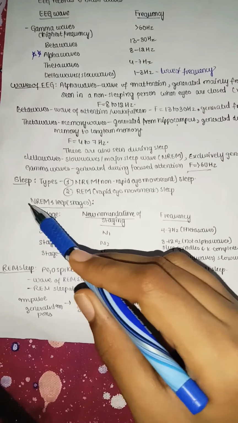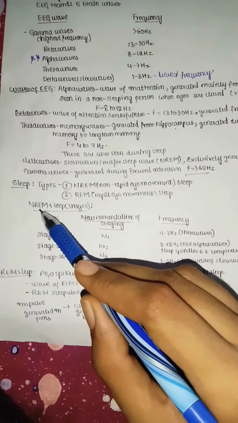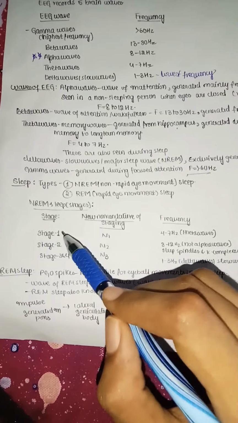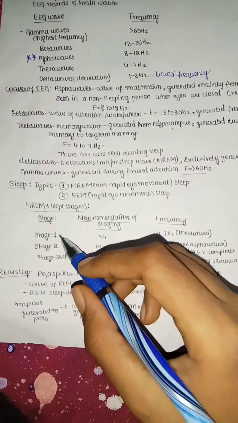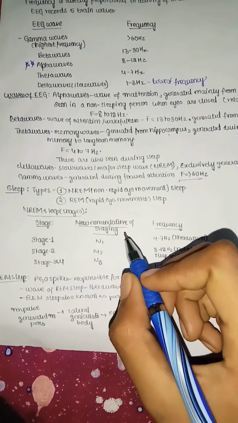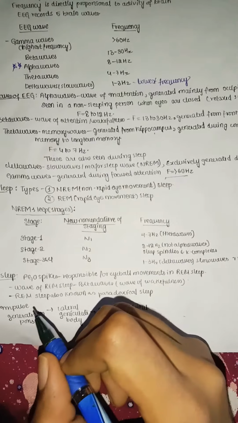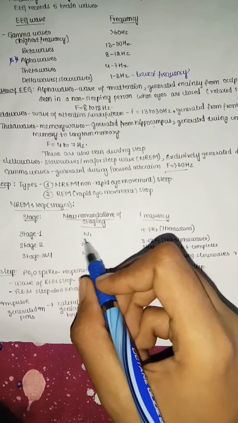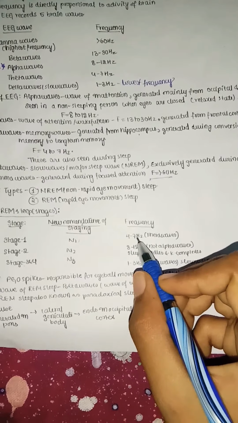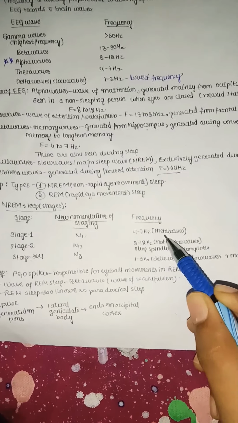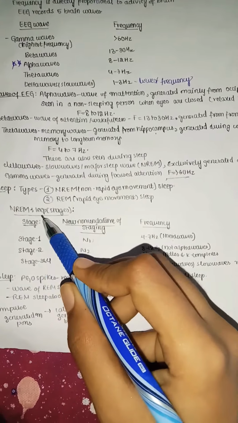Let us understand a very interesting topic about sleep. So first one is non-REM sleep, non-rapid eye movement sleep, and its stages. Mainly we have 4 stages in it, and we have new nomenclature, and also we have the frequency of them. So stage 1 is N1, and it's 4 to 7 hertz. You can see 4 to 7 hertz is similar to theta wave, so it's a theta wave. So stage 1 of non-REM sleep is associated with the theta wave. We already discussed theta wave.